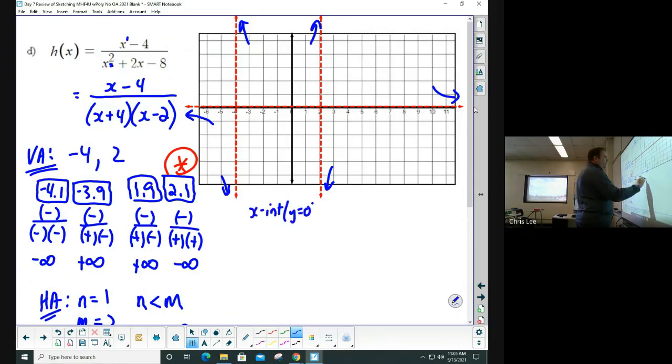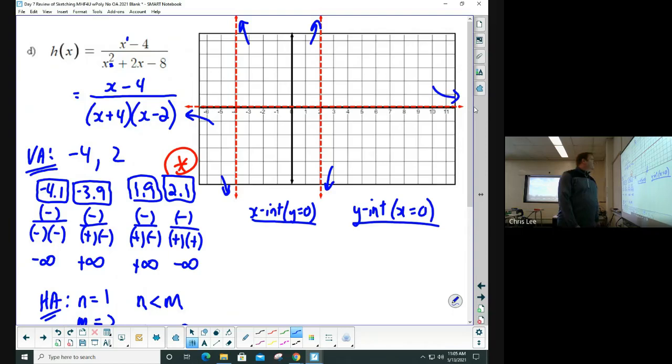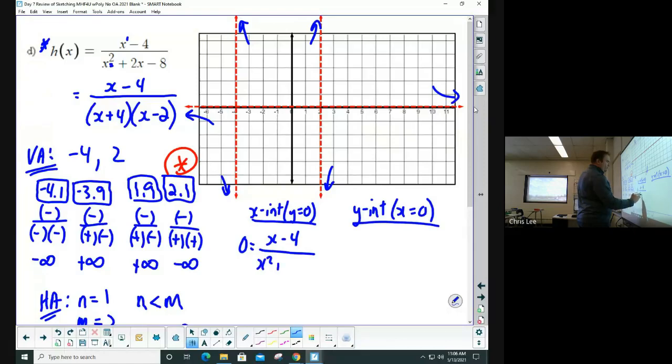X-intercept is when y equals 0. Y-intercept is when x equals 0. So again, we're plugging in 0 into the original. You can plug into either of these versions. I find it easier to plug into the original instead of the factored version. Either way is fine. I'm going to plug it into the original: x minus 4 over x squared plus 2x minus 8.